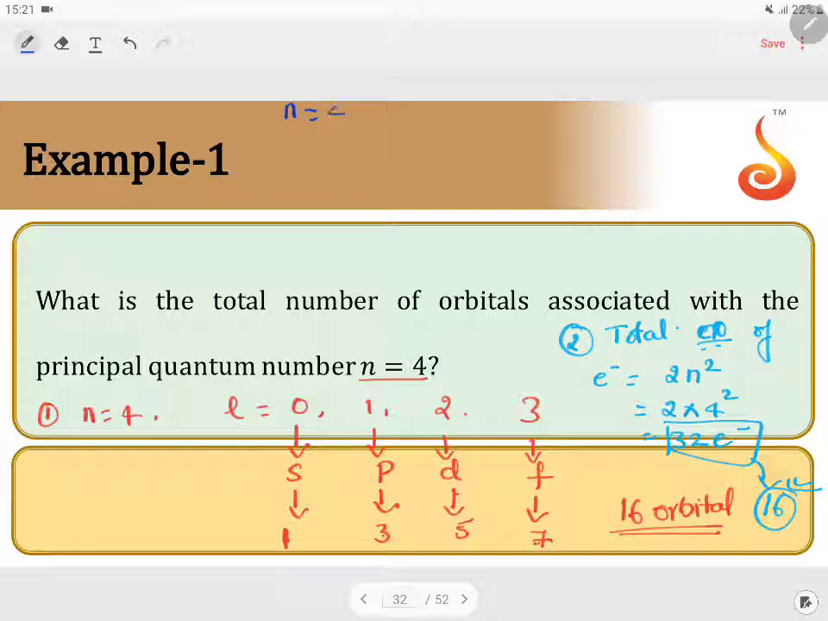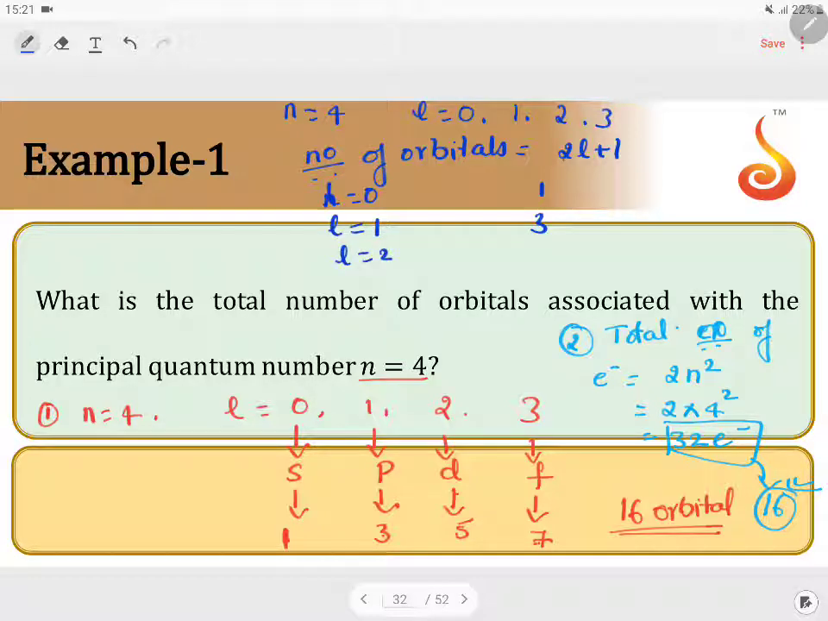n is equal to 4 means l is equal to 0, 1, 2 and 3. We know that the number of orbitals for a given l value is equal to 2l plus 1. This is the formula we have. When l is equal to 0, the total number of orbitals will be 1. If l is equal to 1, it's 2 into 1 plus 1, that's 3.